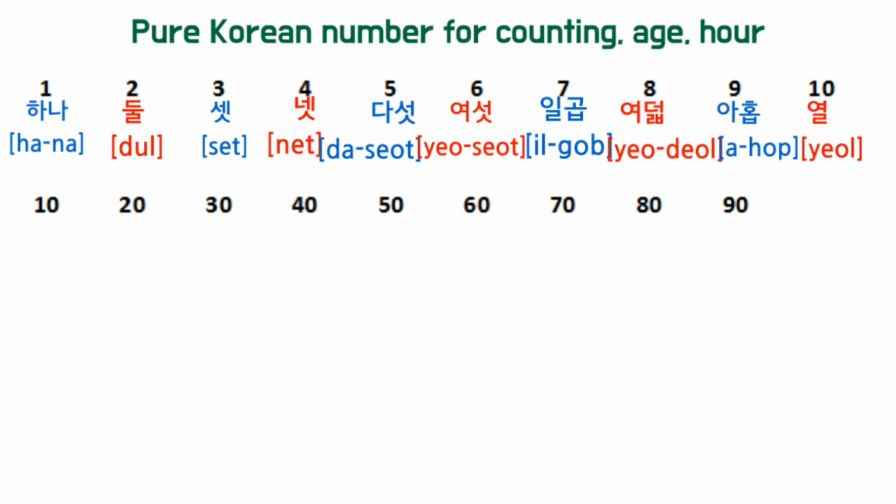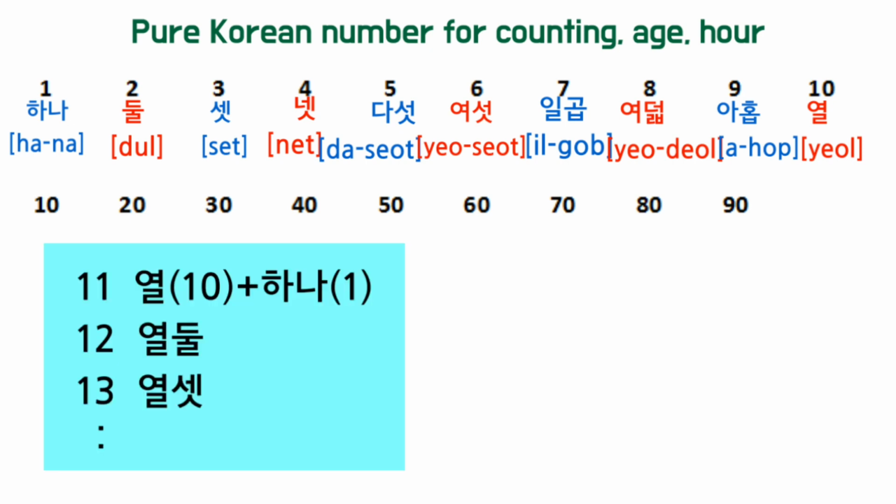Read one more time. 하나, 둘, 셋, 넷, 다섯, 여섯, 일곱, 여덟, 아홉, 열. In the same way, 11 is 열하나, 열둘, 열셋, like that.